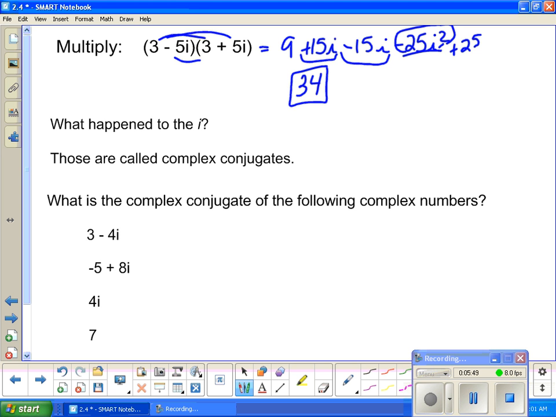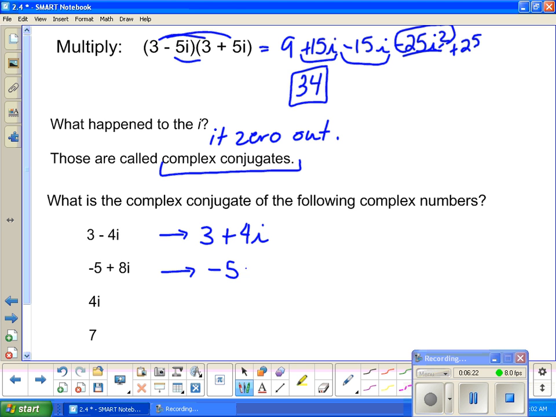So what happened to the i's? When you multiply, the i's zero out. Okay, they're eliminated. These are called complex conjugates. So if I'm looking at the complex conjugate, the real number always stays, or I say keep it real, change the imaginary. Okay, so the complex conjugate says just keep it real, change the imaginary.